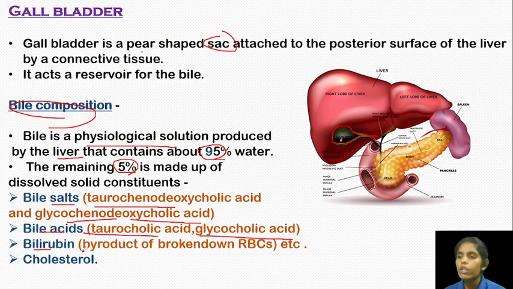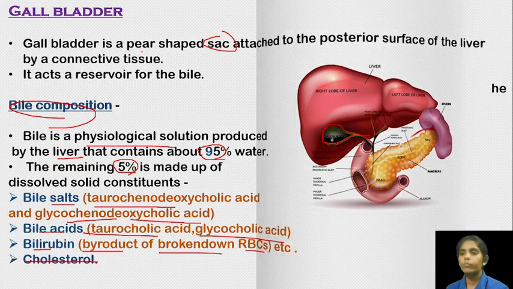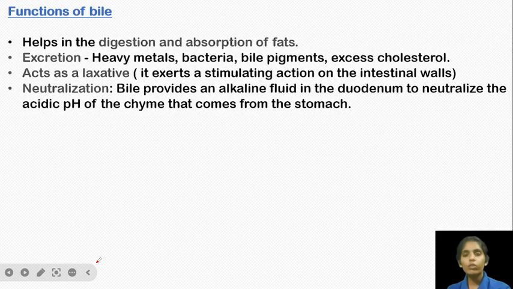And bilirubin, it is the byproduct of broken down RBCs. As I have told you earlier, bilirubin is a byproduct of hemolysis process. And also the bile contains some amounts of cholesterol. So this is the bile composition. Major part of the bile is composed of water, and the remaining portion has bile salts, bile acids, bile pigments, and cholesterol. What is the function of the bile?